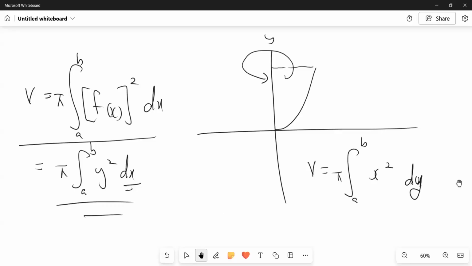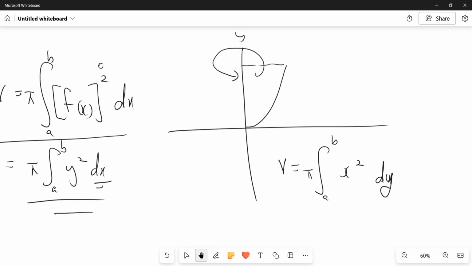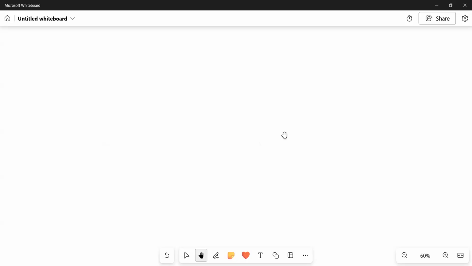When you do calculus too, you'll see that there are different methods of finding volume, and you want to know where all those methods come from. Good. So let's do some examples. Let's do some examples.